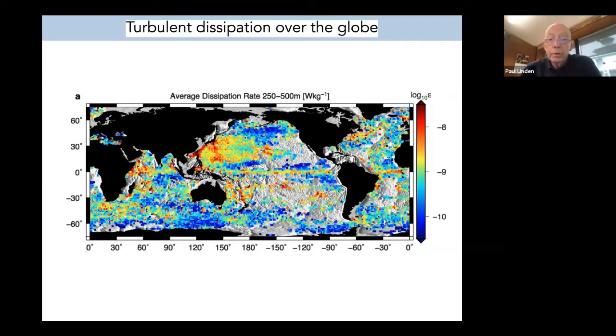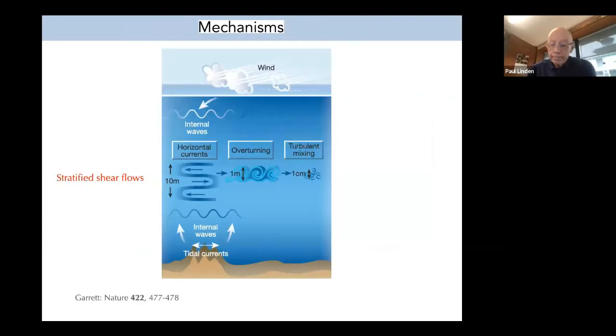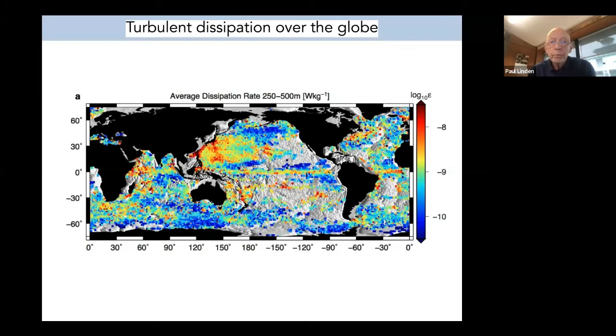If, for example, you look across the Pacific, and I don't quite know why I can't get my mouse to work. Anyway, if you look across the Pacific, you can see a high band across the equator.